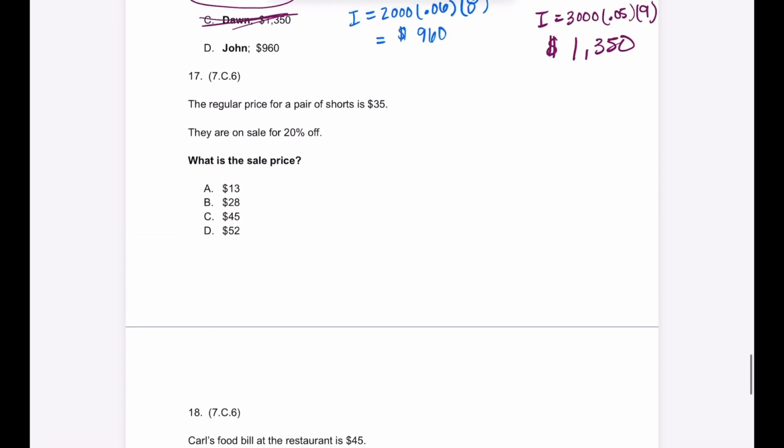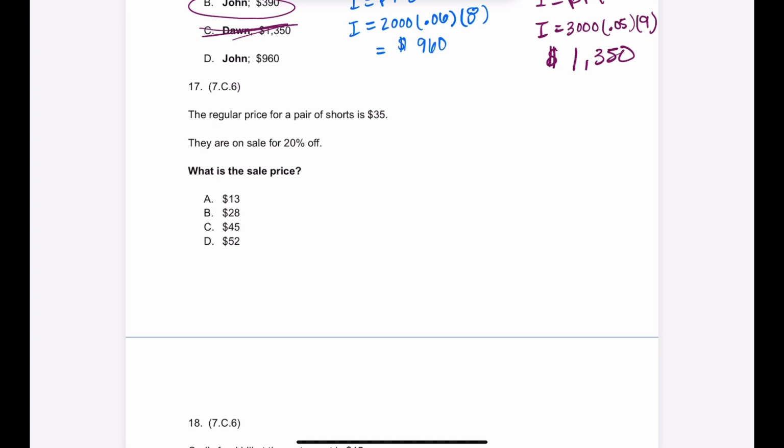Okay. The regular price for a pair of shorts is $35, and they are on sale for 20% off. What is the sales price? Please make sure to read what they're asking you to find. Right here it says sales price. It's not saying total, it's just sales price. So really they just want you to figure out what is 20% of that $35.